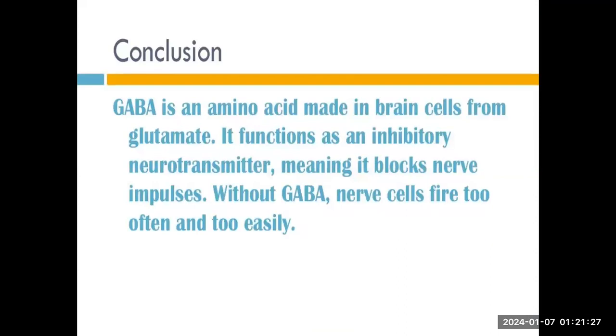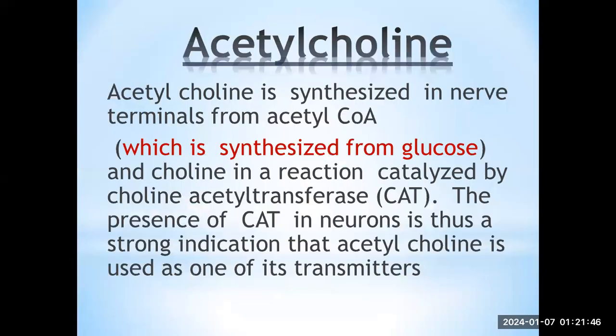Finally, in conclusion, GABA is an amino acid made in the brain cells from glutamate. It functions as an inhibitory neurotransmitter, meaning it blocks nerve impulses. Without GABA, nerve cells fire too often and too easily.